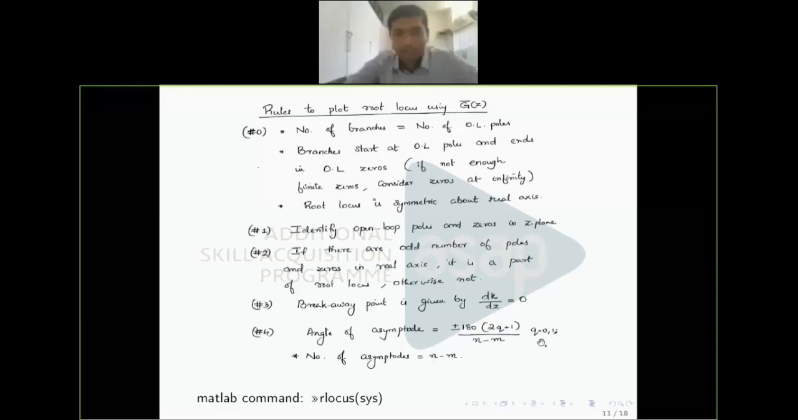Depending upon the number of asymptotes, you need to take the value of q. If there is only one branch going to infinity, you need to take only q equal to 0. If there are two branches, you need to take q equal to 0 and 1. So depending upon the number of branches going to infinity, you can find the angle of asymptote by using this expression. In the previous case that we have considered, we have two branches going to infinity, and n minus m is equal to 2. So you will get the angle of asymptote as plus 90 and plus 270, I think. Okay. So these are the rules for plotting the root locus.